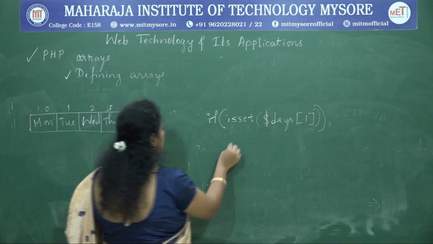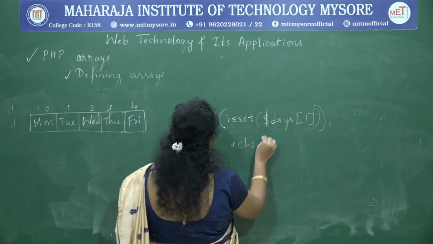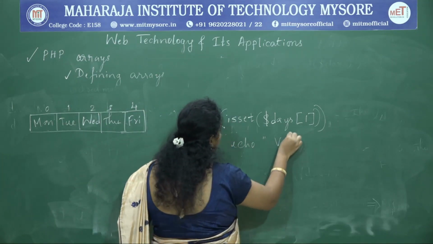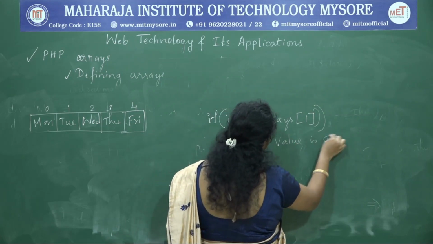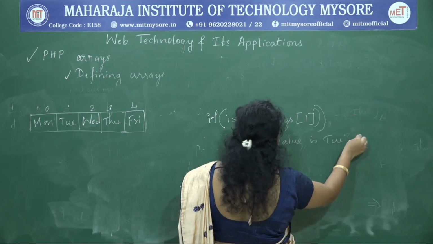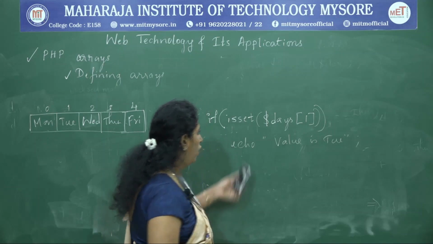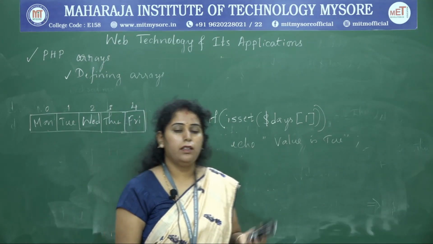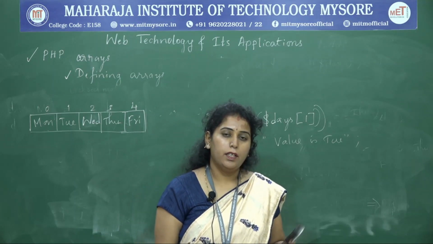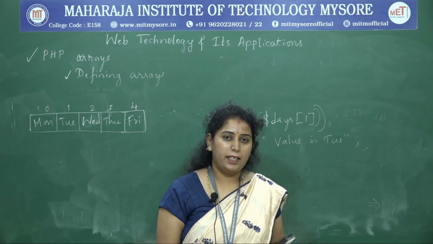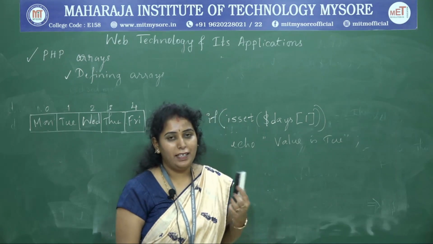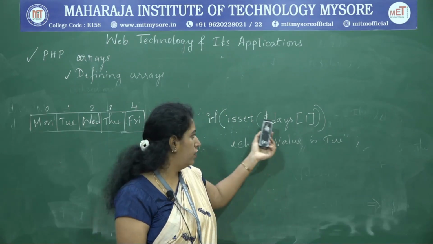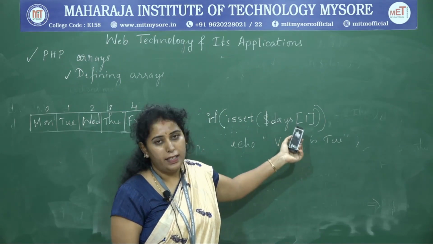Yes. So it prints, value is Tuesday. So this is what you have to understand here. There is a function called isSet, which takes an array index as a parameter and checks whether the value exists or not in that key.